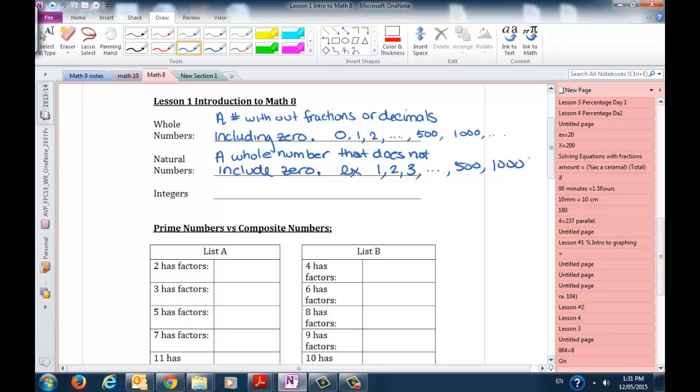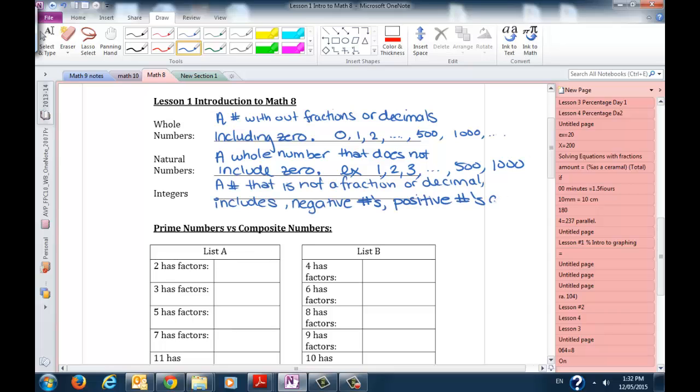All right, what about integer? An integer is a number that is not a fraction or a decimal. It includes negative numbers, it includes positive numbers, and 0. Some examples include negative 100, negative 2, negative 1, 0, 1, 2, 500, 1,000, etc.